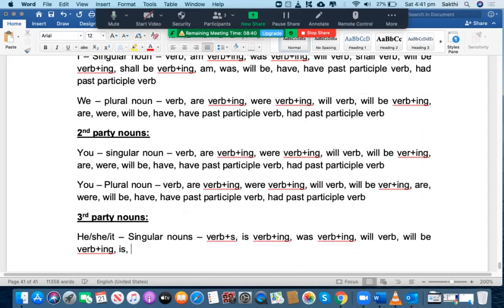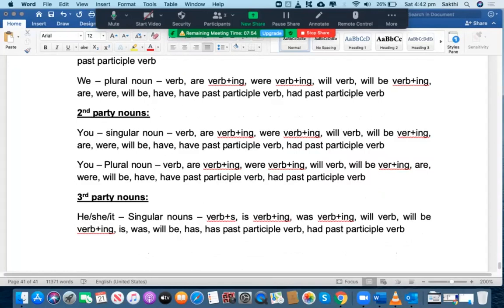And they go with "is". Remember that only these are the nouns that go with "is". Then we can use "was", and then "will be". And then unfortunately they are the ones that go with "has". For example, she has a car, she has participated, she has attended my clinic, she has undergone surgery, and so on. You can also say "has" and the past participle verb, and they can go with "had" and the past participle verb. So these are the third party singular nouns.